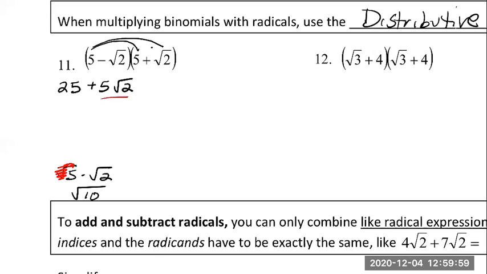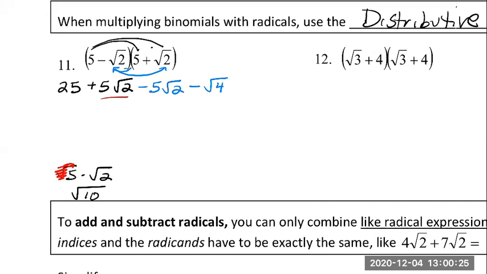And then we distribute the next set. So we're going to multiply these two. That would be a negative 5 square root 2. And then multiply these two. Now notice they both have radicals. Square root 2 times square root 2 would be minus 2 times 2 is 4. So minus square root of 4.